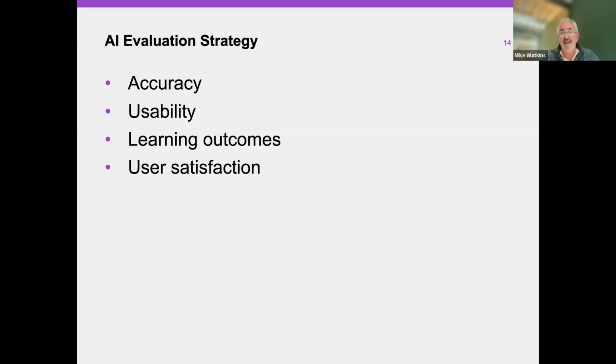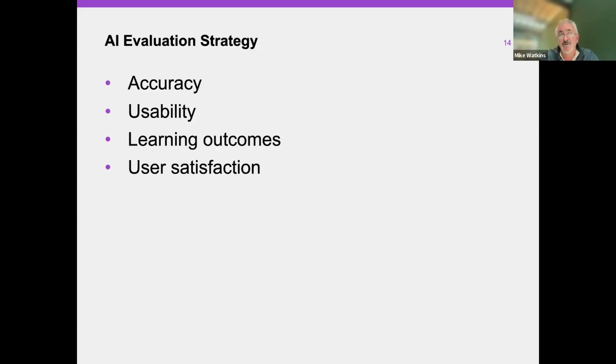Optionally, if you didn't want to go down the ethics route, where you have to apply for that, you could look at some kind of usability mechanism or methodology, and you could complete that yourself and then document the results and then do some analysis on those things. It might be on learning outcomes.